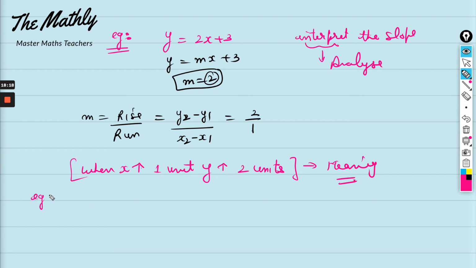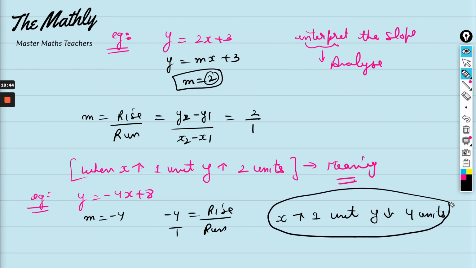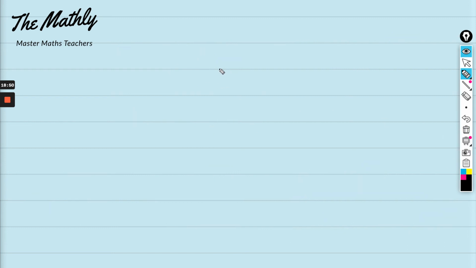Now let's discuss one more example. If I say y is equal to minus 4x plus 8, the slope is minus 4, which is rise upon run. Now what is happening over here? If x increases by 1 unit, y will decrease by 4 units. That's the meaning of the slope. I hope you are able to follow now. Things are clear? Great. Now, let's move forward.